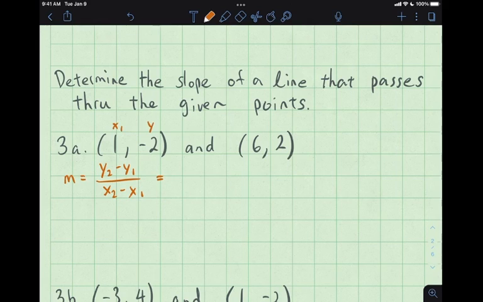You've seen me do this a lot in class, and I encourage you to do so, you keep your points organized, is to label the x and y coordinates of each point with the little ones underneath. So, based on my labeling, this is 2 minus a negative 2 all over 6 minus 1. In other words, taking away a negative is like adding a positive. We have something that looks like this. For 3a, we have a slope of 4/5. Specifically, 4/5 is the slope between 1 and negative 2 and 6 and 2.